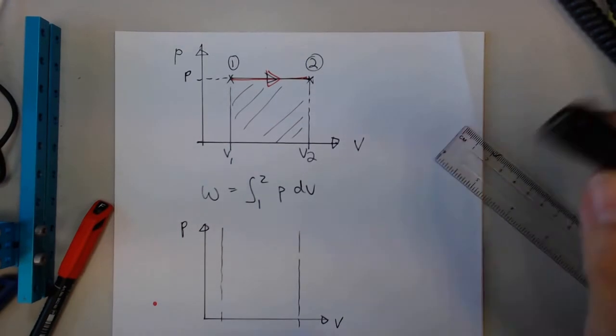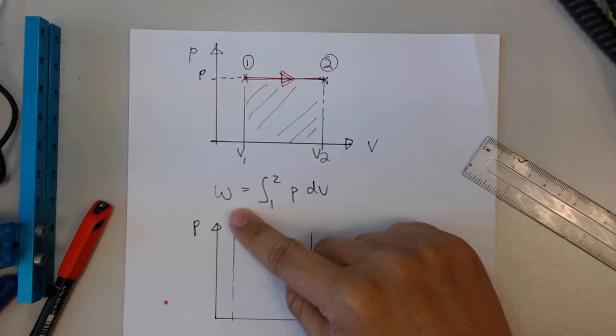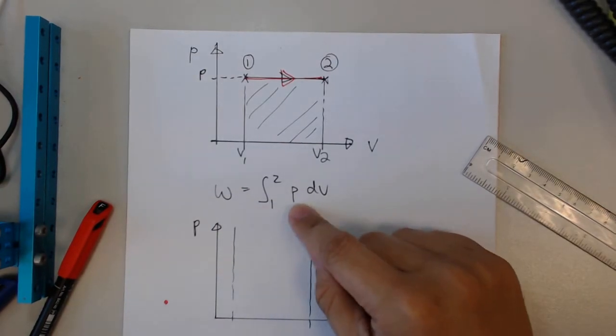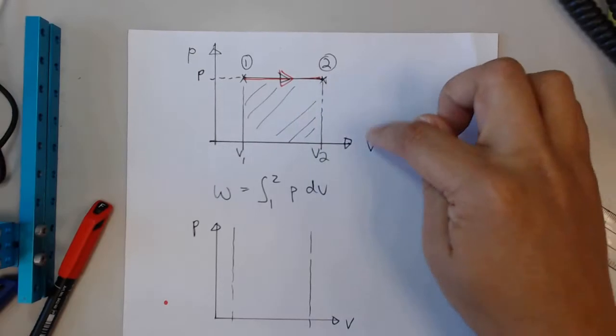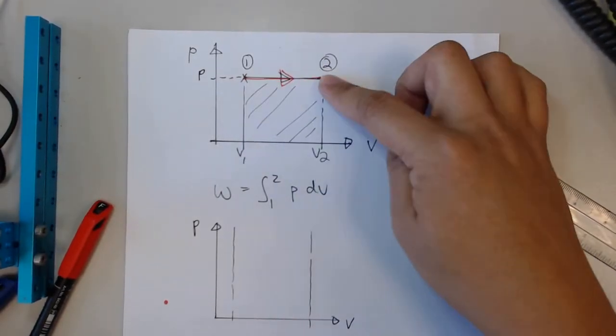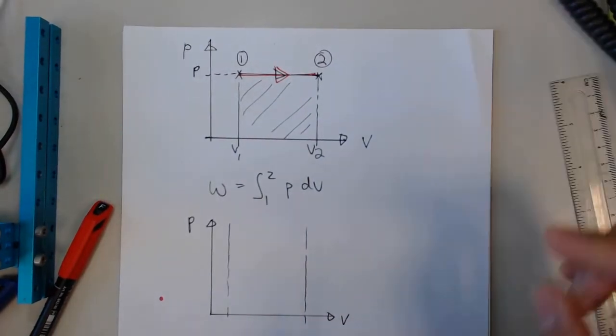Hi everyone. So we managed to derive the work done under a constant pressure process. As you can see in the PV curve, the work done is actually the area under the process. So actually this can be applied for all the other processes as well.